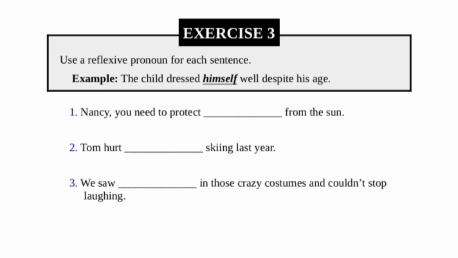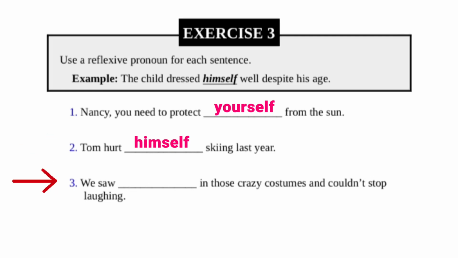Here you have to use a reflexive pronoun for each sentence. For example, the child dressed himself well despite his age. Number 1, Nancy, you need to protect yourself from the sun. So you becomes yourself. Tom hurt himself skiing last year. Tom is a he, so it becomes himself.